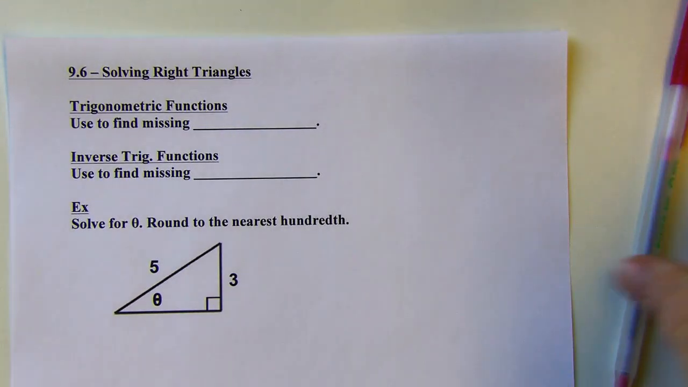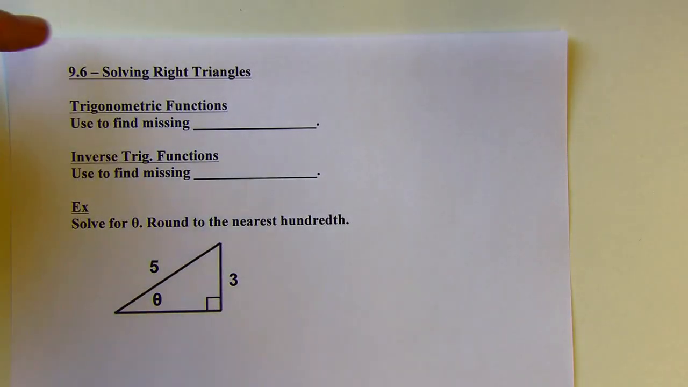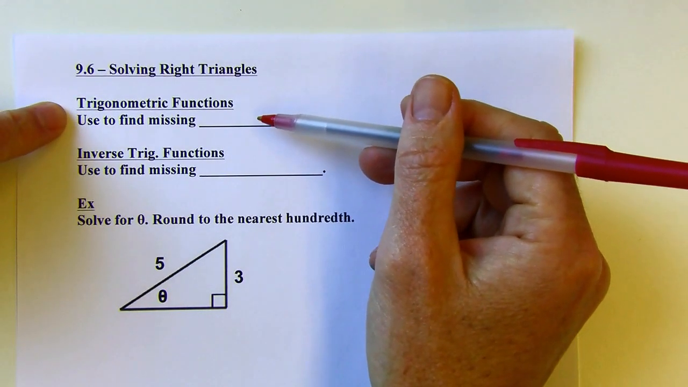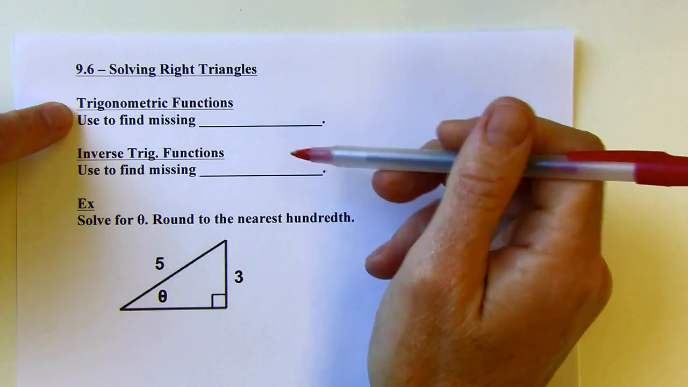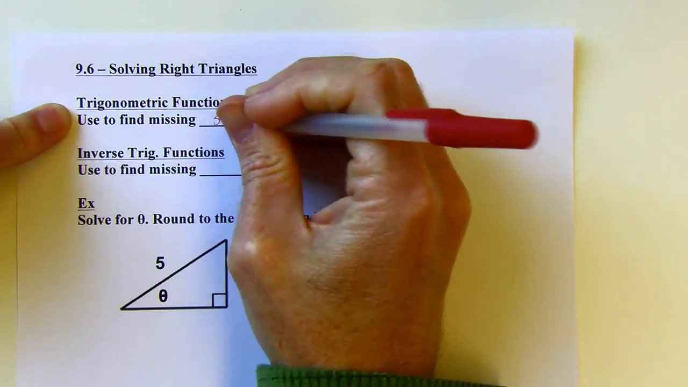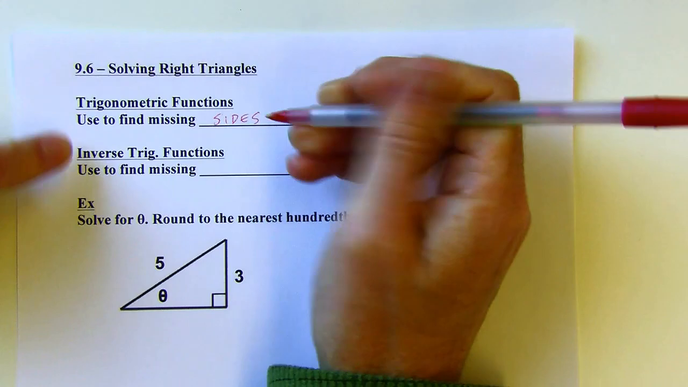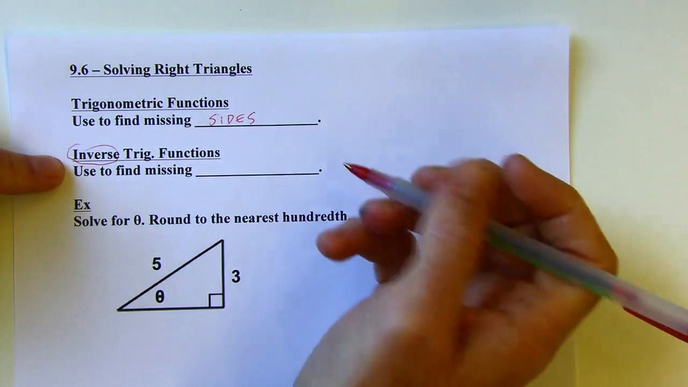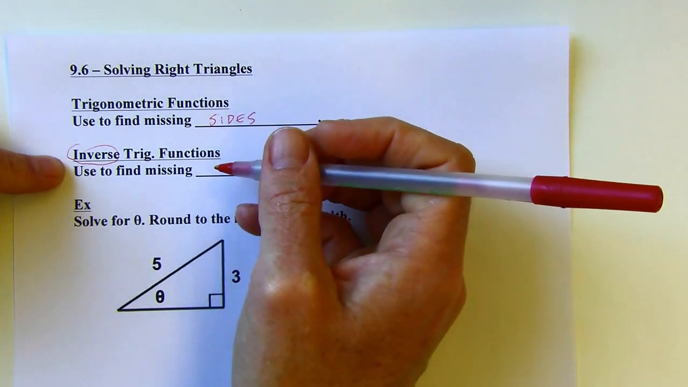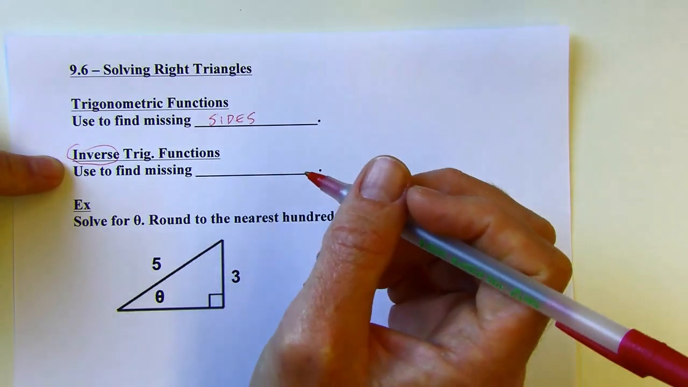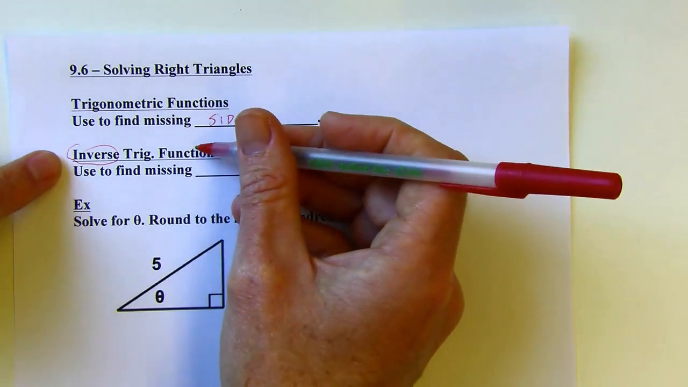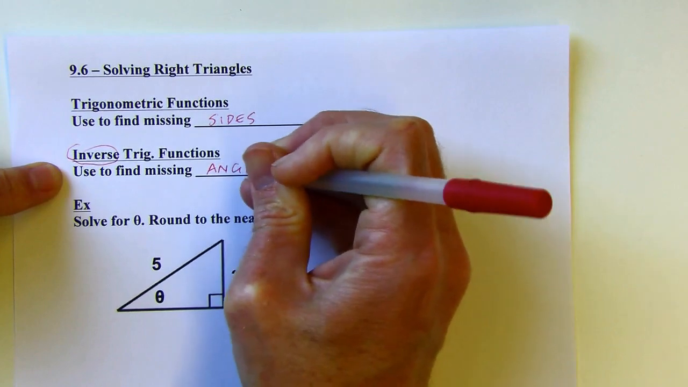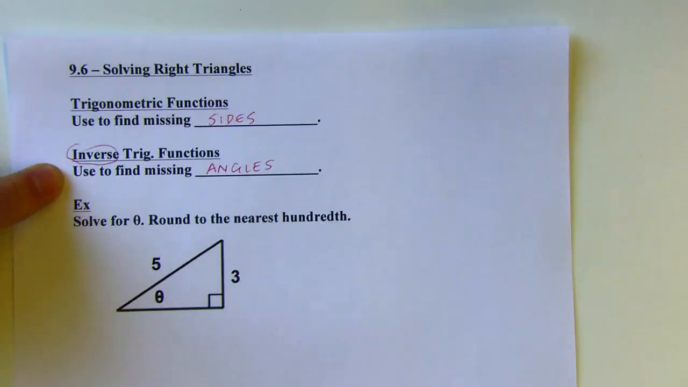Okay, solving right triangles. The trigonometric functions that we've been using, sine, cosine, and tangent of angles, are used to find missing sides. That's what we've been doing in the last couple of sections. But there's also something called the inverse trig functions, and the geometry book actually fails to mention these, but it's really important, and I think you need to know it. The inverse trig functions are used to find missing angles. Okay, so I'll show you how that works.